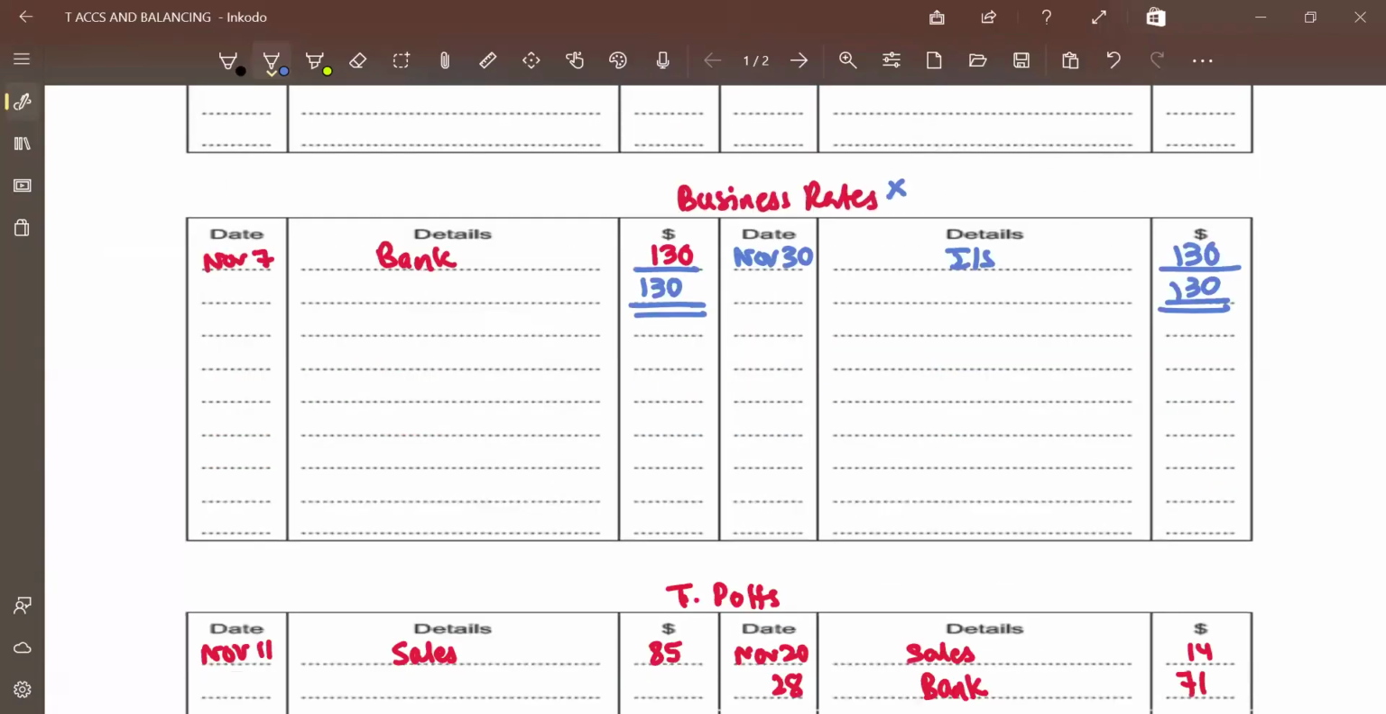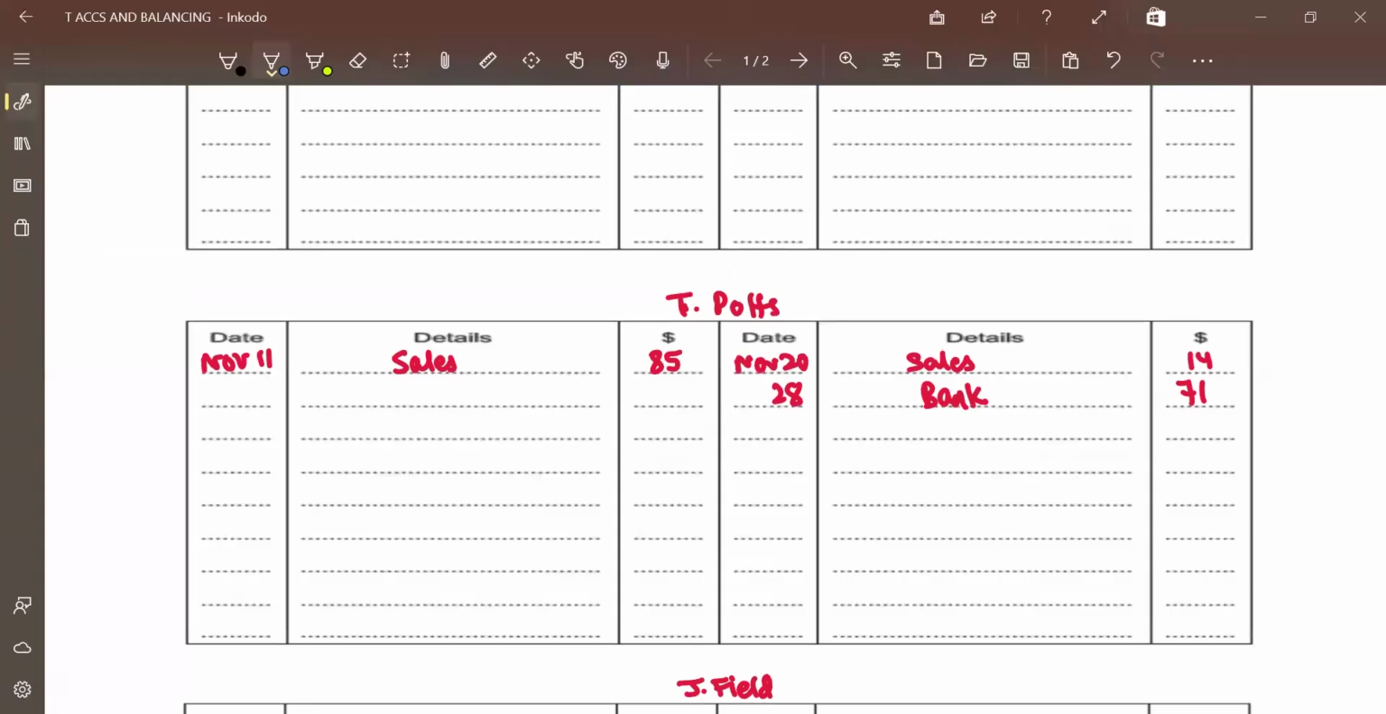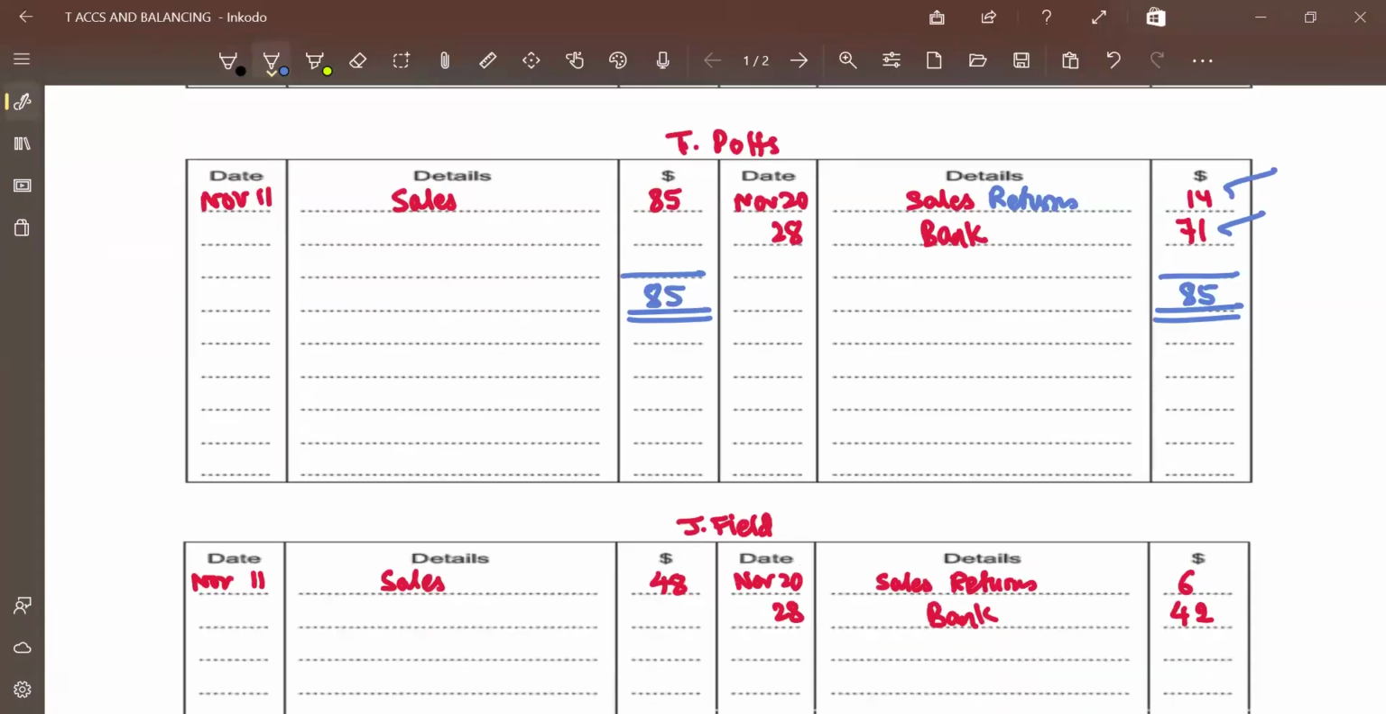Then we move on to the next T account. We talk about teapots. We've sold goods to him, and sorry, this was sales returns. So he owed us $85. So he returned goods worth $14, and then he paid us the balance of $71. So this account is already settled. So you don't have to carry down the balance in the trial balance.